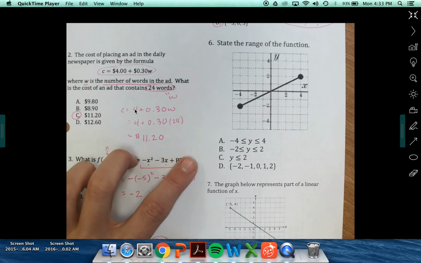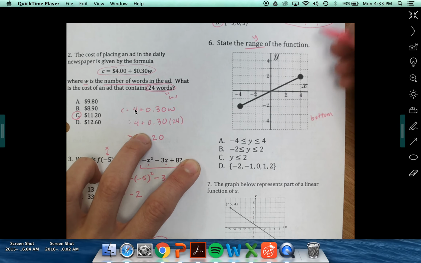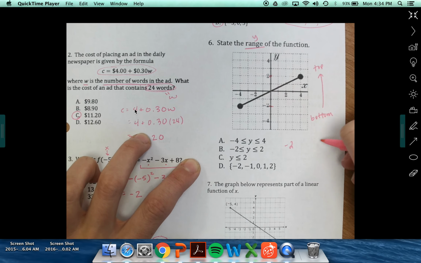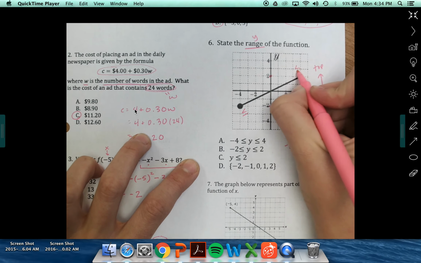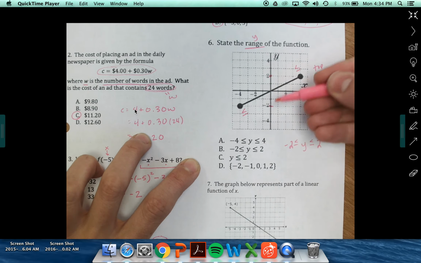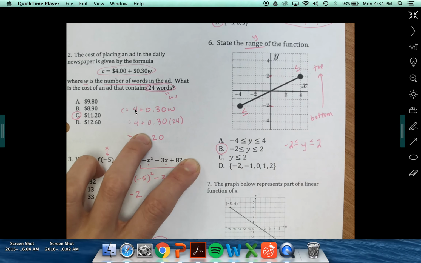6, the range. So we're looking on our y-axis, right? So range is y. We go from the bottom to the top. Bottommost value is here at negative 2, the top value's up here at a positive 2. Okay. If it is a filled-in dot, it's less than or equal to. So range is y. So our range goes from -2 up to 2. So my answer is B.